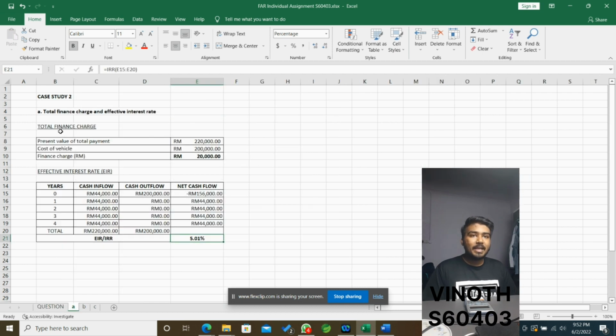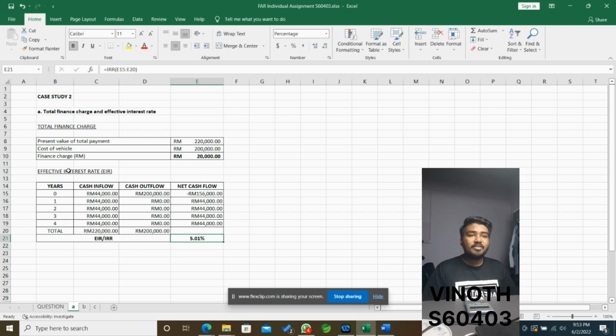So this is my case study. A is required to find the total finance charge and the effective interest rate. The total finance charge is the present value of the total payment, which is 220,000 ringgit, where the cost of the vehicle is 200,000 ringgit. So the finance charge can be found by subtracting the cost of the vehicle from the present value of the total payment, which ends up with a finance charge of 20,000.